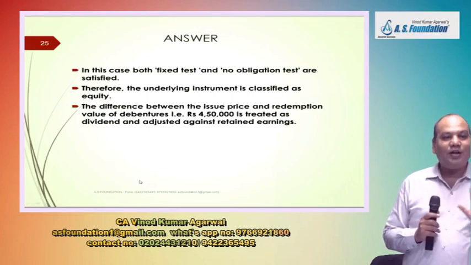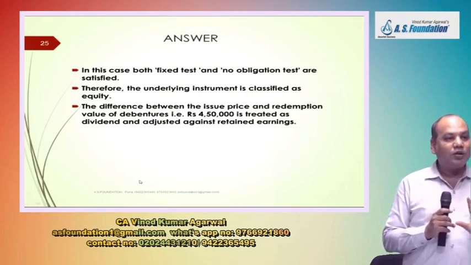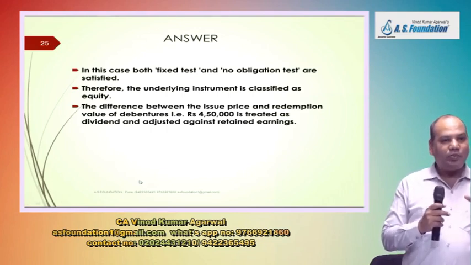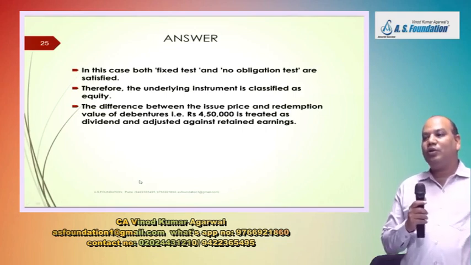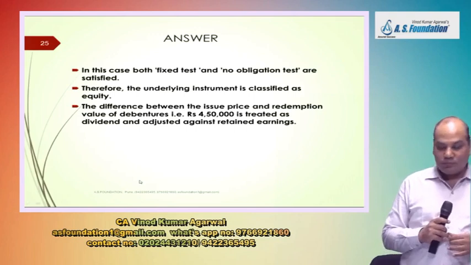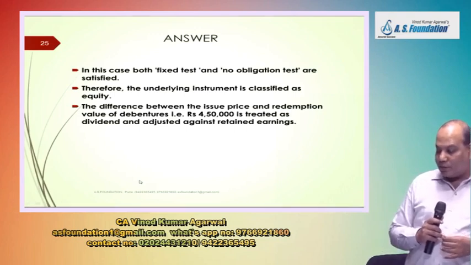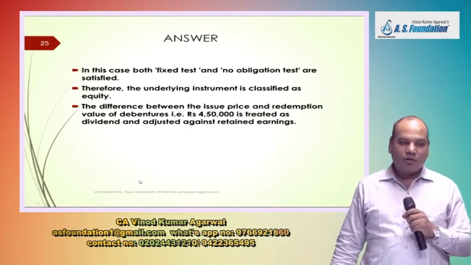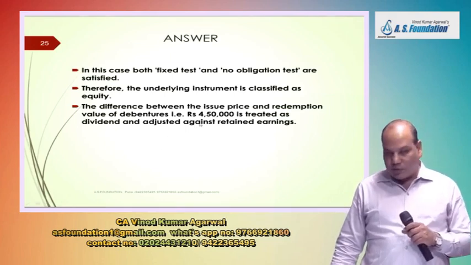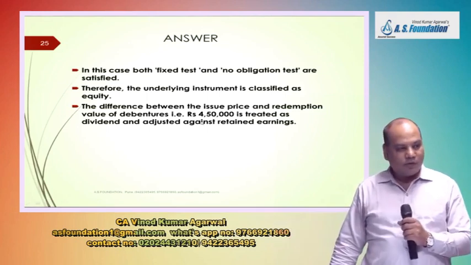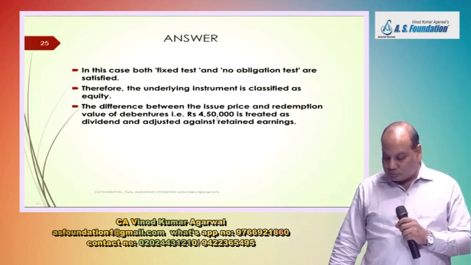you can't call it an interest now. You have to call it a dividend. And if you call it a dividend, then the presentation requirement is it will be shown as a deduction from retained earning, not in the profit and loss. Rupees 4,50,000 is treated as dividend and adjusted against retained earning. This problem will come again at the end of this chapter, presentation in the profit and loss statement. Okay.